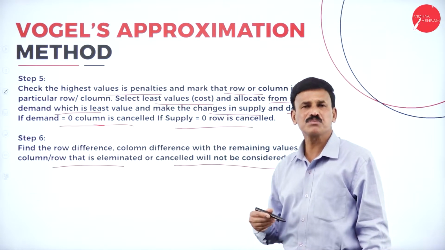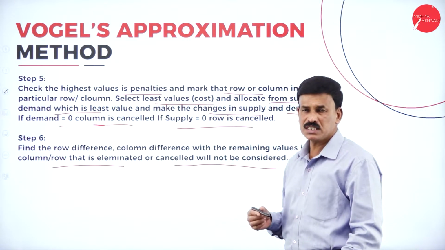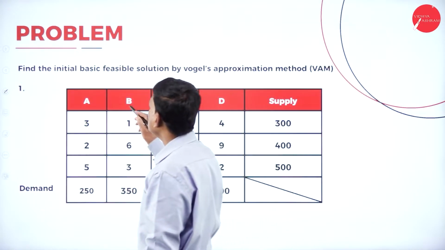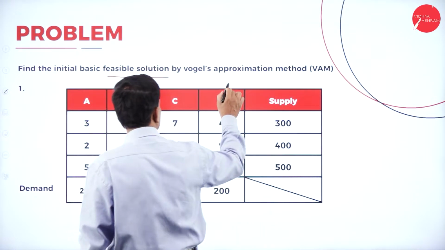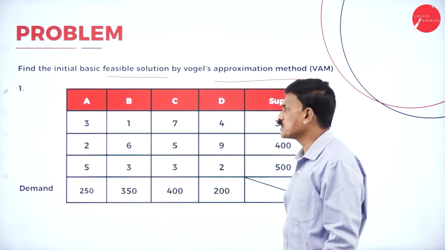This is the step-by-step procedure of how we are going to solve. Let me explain this with a problem. Let me take one simple problem. Now, find the initial basic feasible solution by Vogel's approximation method, that is VAM.